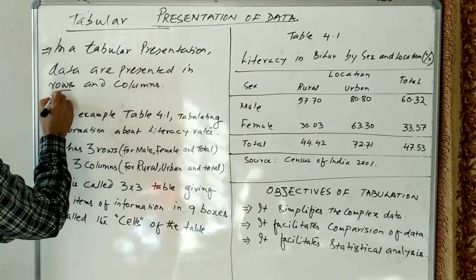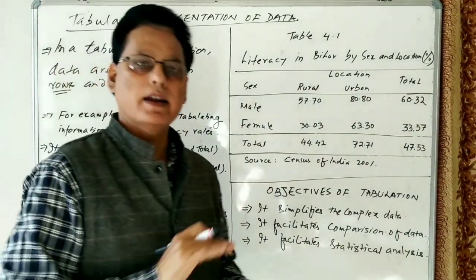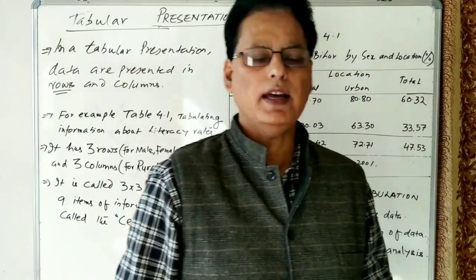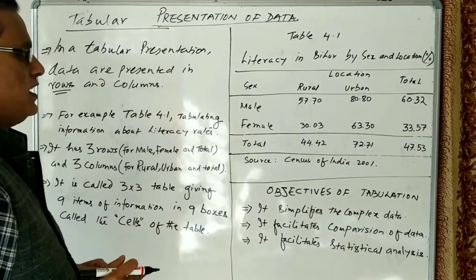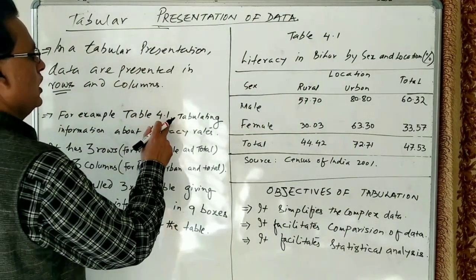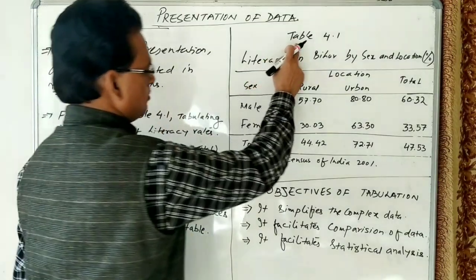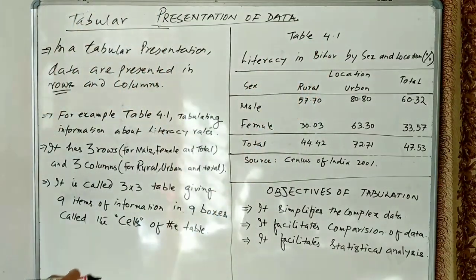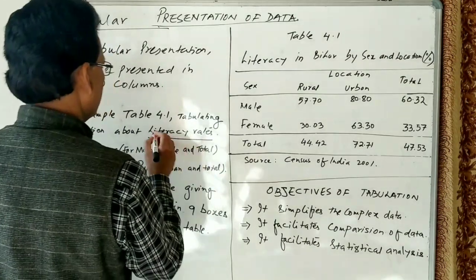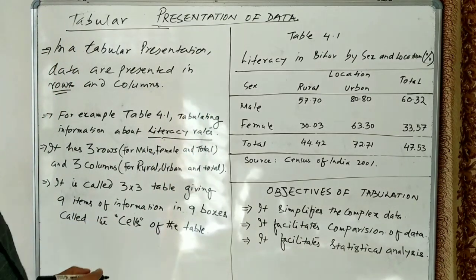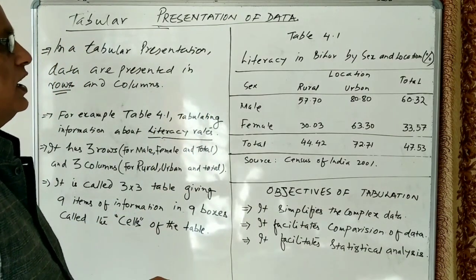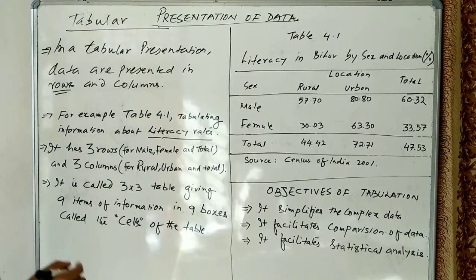Let us see rows and columns. Rows are read horizontally, whereas columns are read vertically. So I have taken one example, for example table 4.1. This table is tabulating information about the literacy rate. So this table explains the information about the literacy rate in Bihar by sex and location.